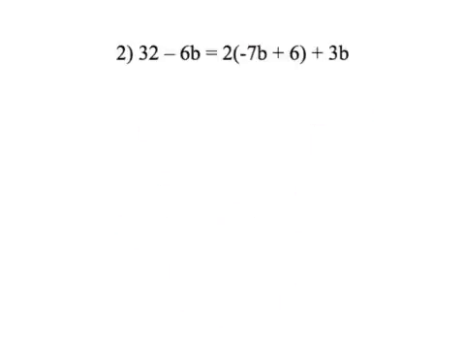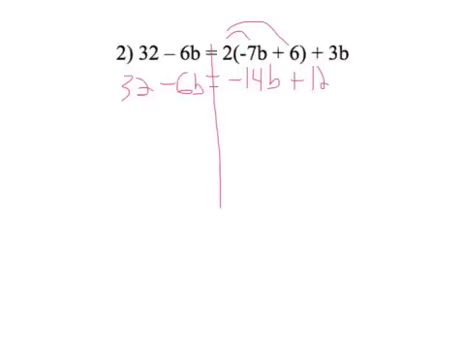So the second example, first thing we want to look for to take care of is the distributive property like we did before. So this side stays the same. I want to distribute. 2 times negative 7x is negative 14b, excuse me. 2 times 6 is 12. And then we have a 3b here on the end.